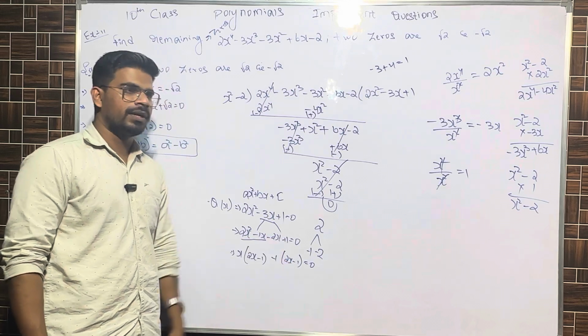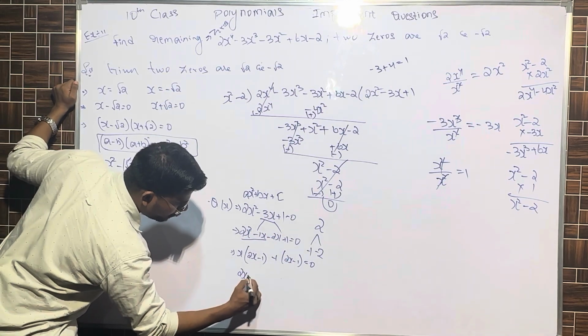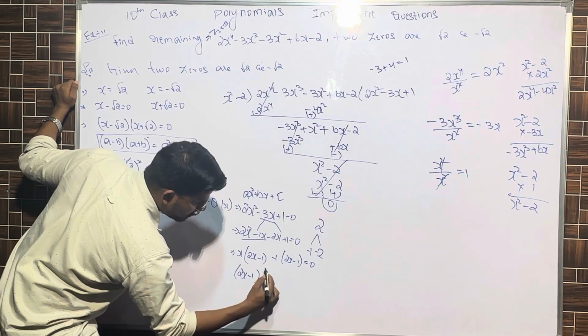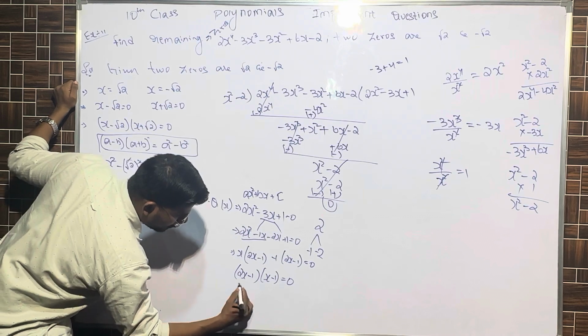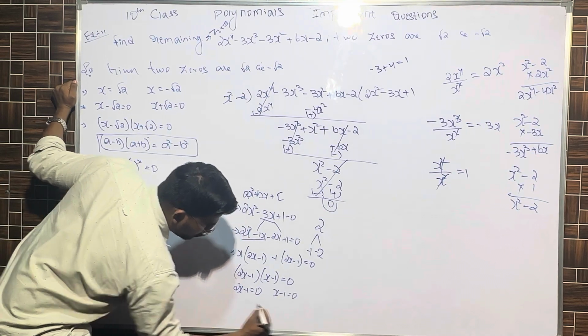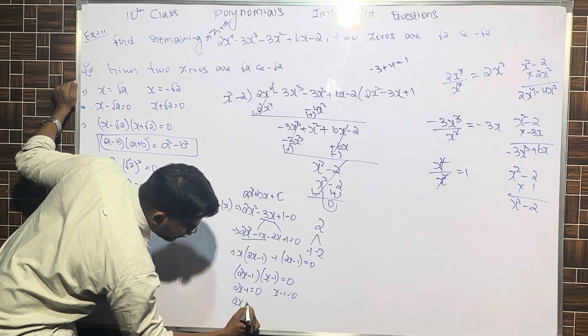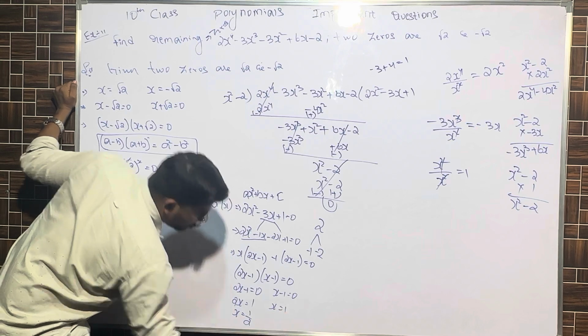Minus into minus, plus 1, like that. So from this I can take the bracket common: (2x minus 1) and (x minus 1). (2x minus 1)(x minus 1) is equal to 0. Give 0 separately. 2x minus 1 is equal to 0, x minus 1 is equal to 0. 2x is equal to 1, so x is equal to 1 by 2. Here x is equal to plus 1.